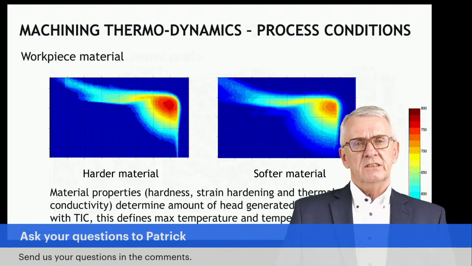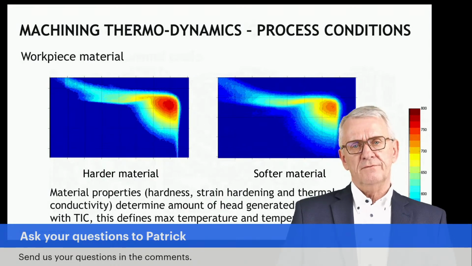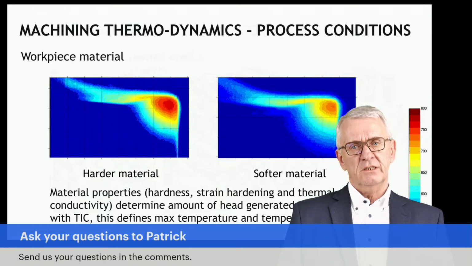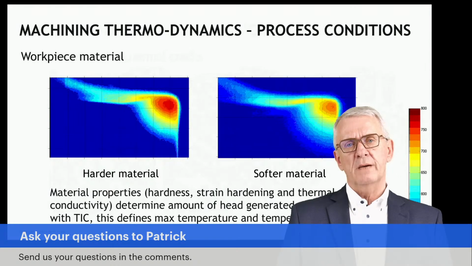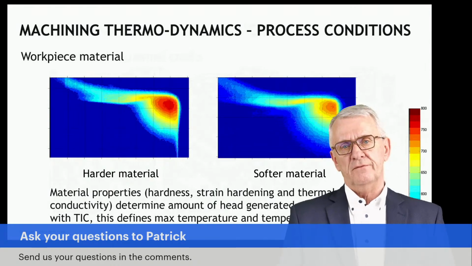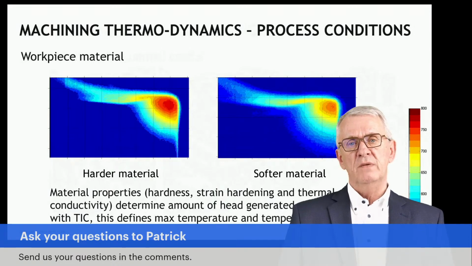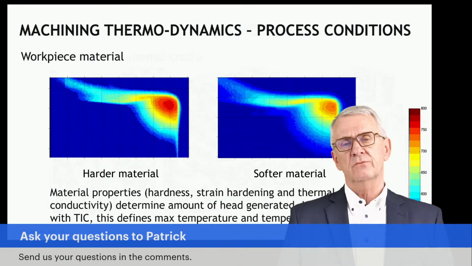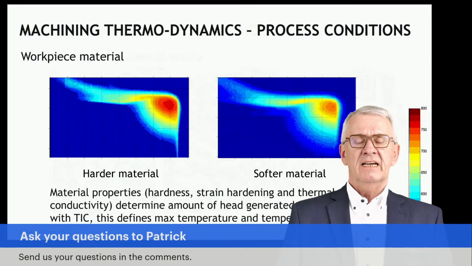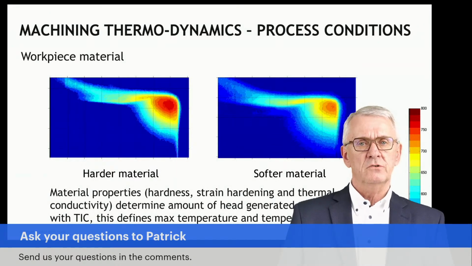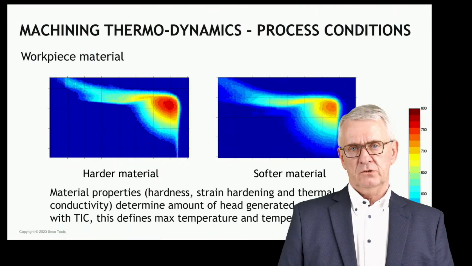What you see here is to the left a harder material, to the right a softer material. Different hardnesses of material means that when you deform them, it's easier to deform a softer material. Easier to deform also means less heat is generated. When less heat is generated, that leads to lower temperatures, and we see that very clearly here in the thermal photos. Softer materials, lower temperatures in cutting tools, in the cutting edges.